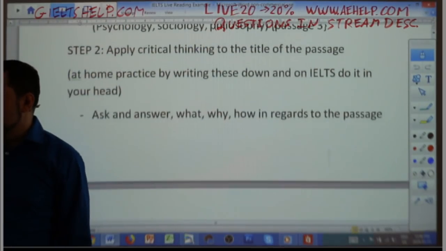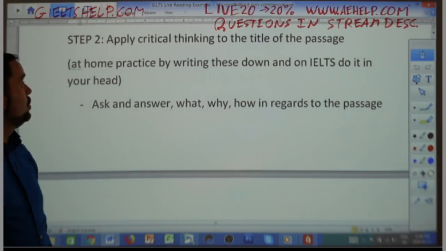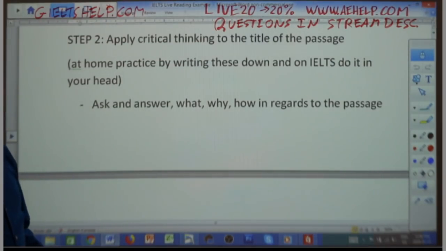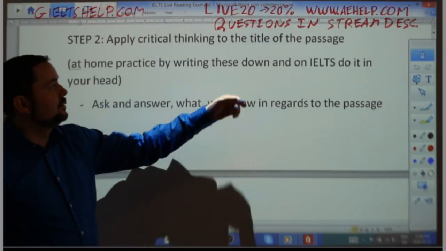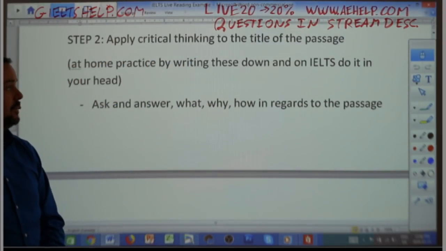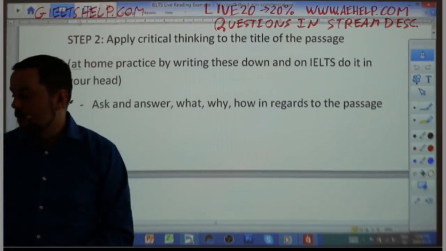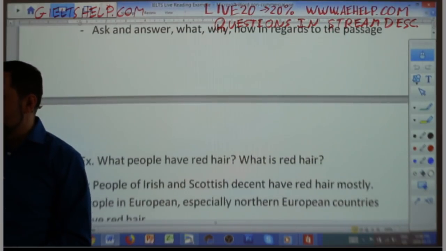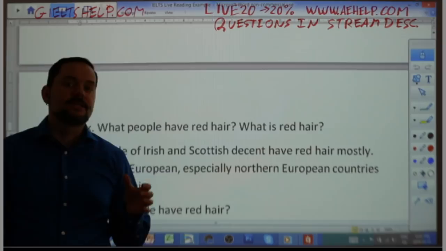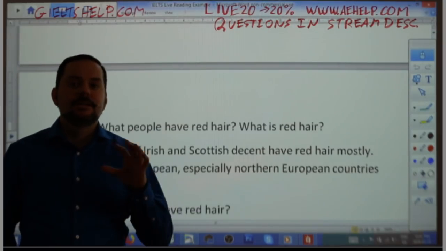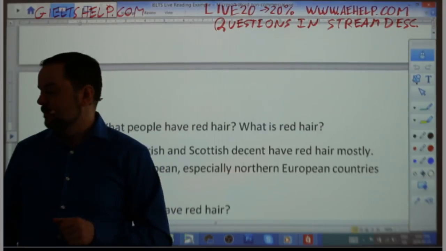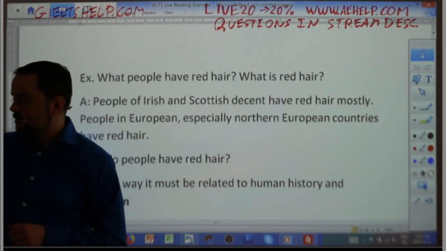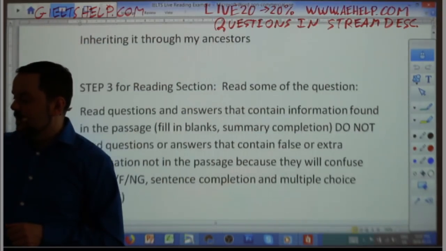All right, step number 2. When you have chosen the order of easiest to most difficult, then apply critical thinking to the title of the passage that you're about to read, okay? So ask what, why, how, and answer what, why, how. Practice this at home. It seems easy, but it can be very tricky, okay? The correct questions and answers can be tricky. Here we did that for this one.